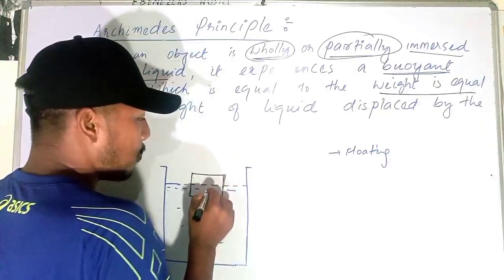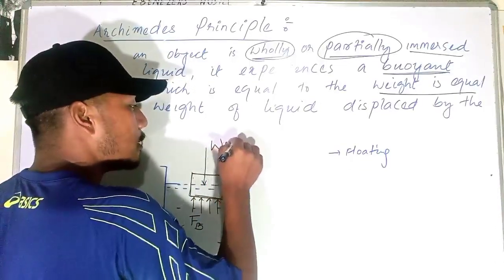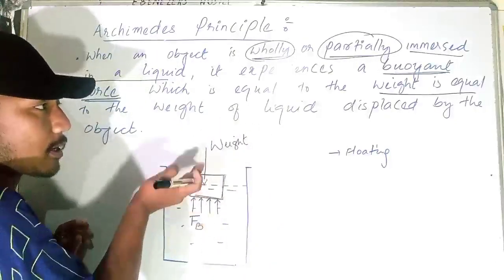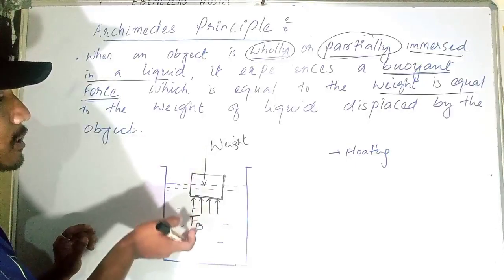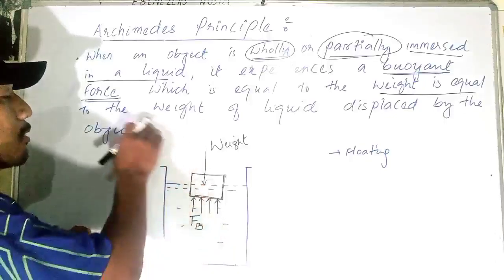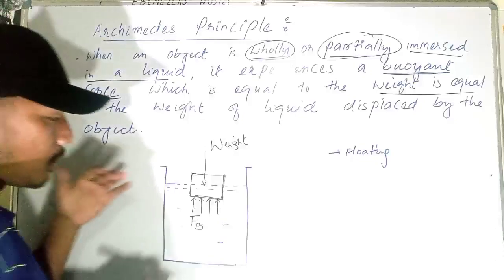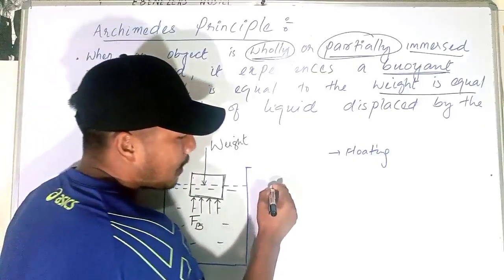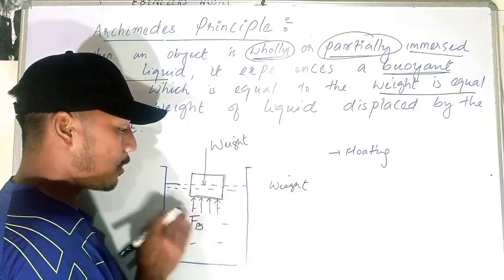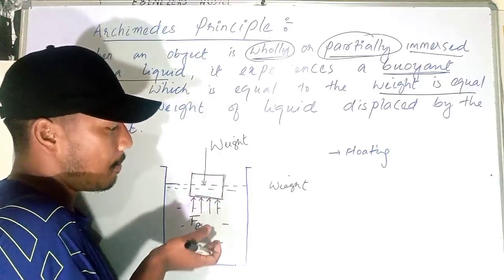weight of an object. Let's say, what is the weight of this object? The force which is applied on this will be exactly equal to the weight of the liquid displaced by the object. If the weight of the object and the buoyant force are equal, the object will partially submerge.